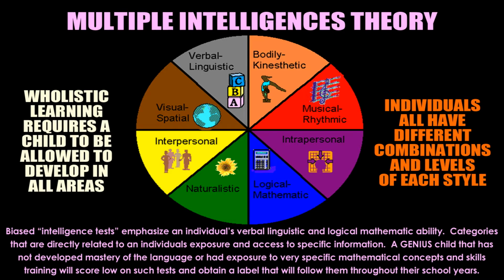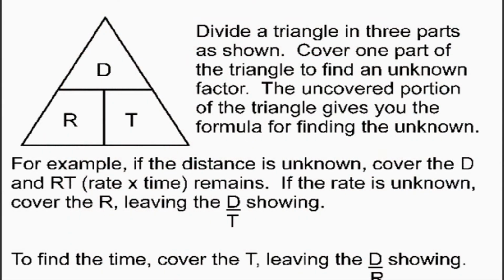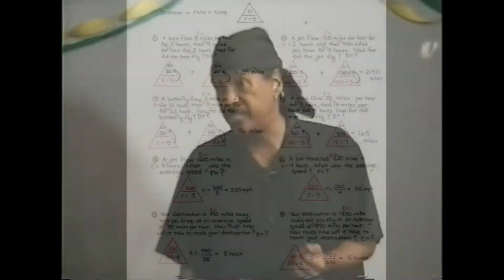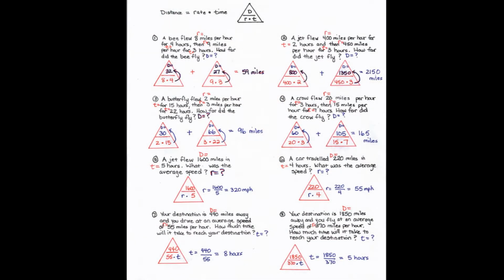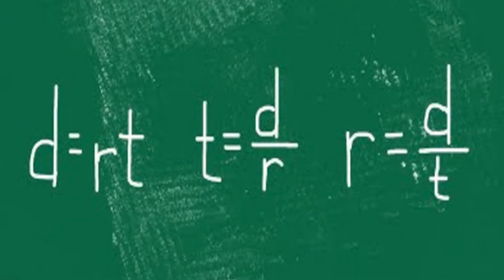When you're dealing in the classroom and we're teaching our children, we should walk into the classroom with these multiple intelligences. For example, I have a student in my class, I give a test, and out of 10 questions, they get 9 wrong. The teacher of the class says to the student, you failed. You don't understand rate times time equals distance.